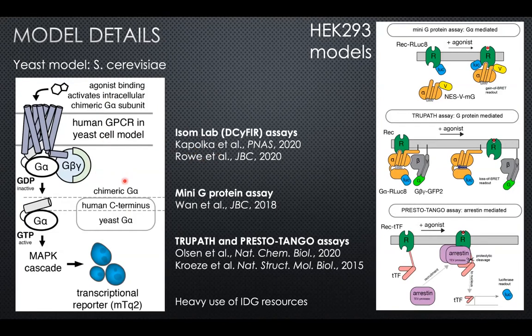When we do make a discovery in yeast, the first thing we do is try to validate it in a HEK system using either a mini G protein assay out of the Lambert lab or two assays out of the Roth lab associated with the IDG, either the TRUPATH or the PRESTO-Tango assay. So it's nice to have a number of different assays with a number of different readouts to validate our findings.